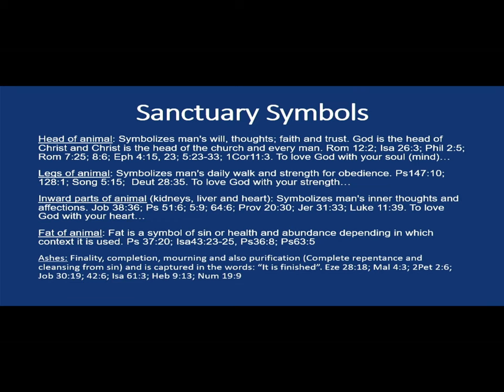Then the different parts of the animal. The head of the animal symbolizes man's will or thoughts, faith and trust. God is the head of Christ, and Christ is the head of the church. The legs of the animal symbolize man's daily walk and strength for obedience. The inward parts of the animal symbolize man's inner thoughts and affections toward God, right? And we see that in Psalms 40, verse 8, where it says, I delight to do thy will, O my God. Thy law is within my heart. That is an amazing text because it talks about Jesus. It says that he wants to do the will of God. That means it's in him, in his inward parts. The law is written in his heart.